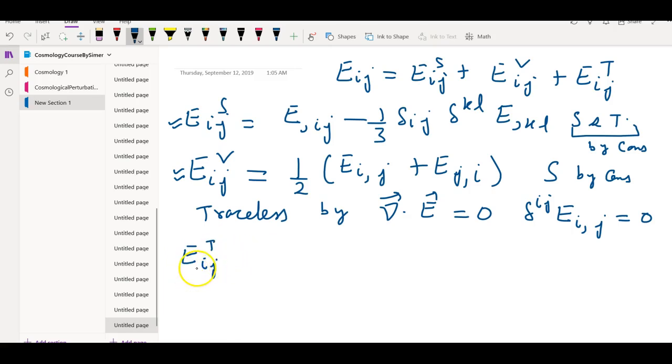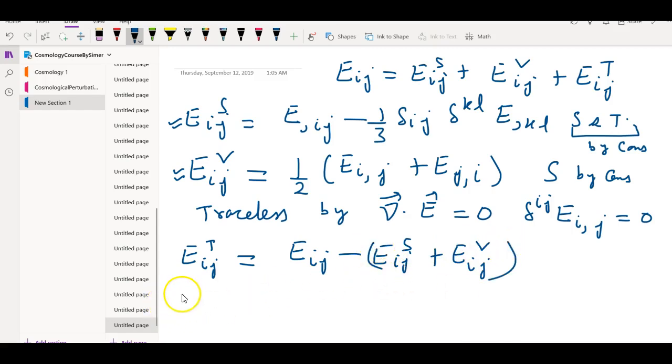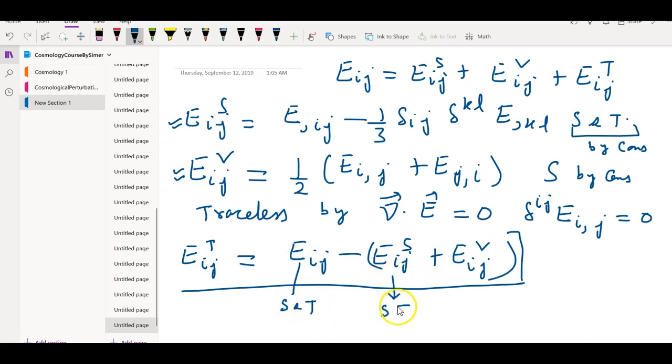We want this E_ij^T to be symmetric and traceless. E_ij^T is E_ij minus E_ij scalar plus E_ij vector. Simple. This is E_ij^T. Why is this symmetric and traceless? Because this is S and T, this is S and T, this is S and T. So the whole matrix is symmetric and traceless.